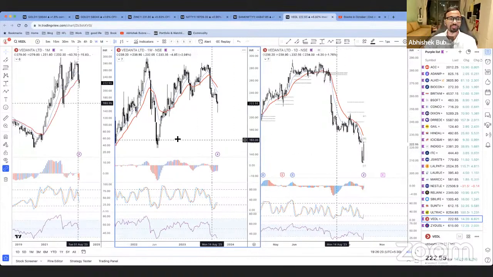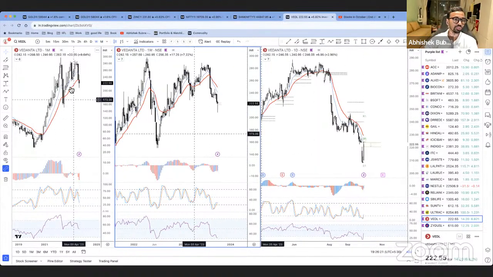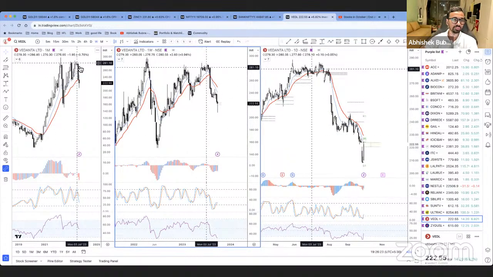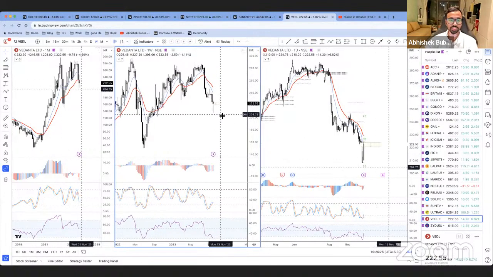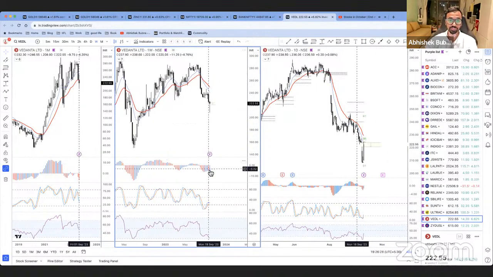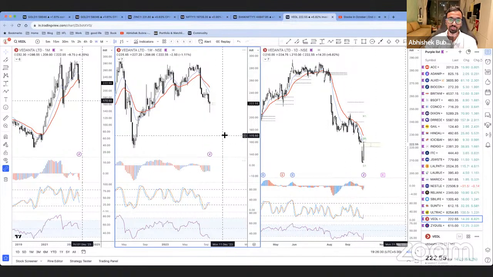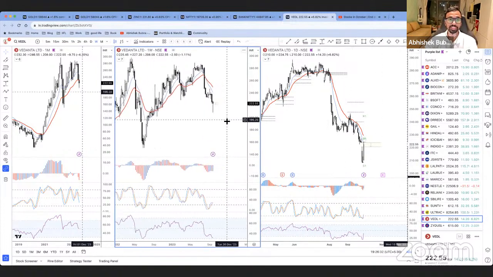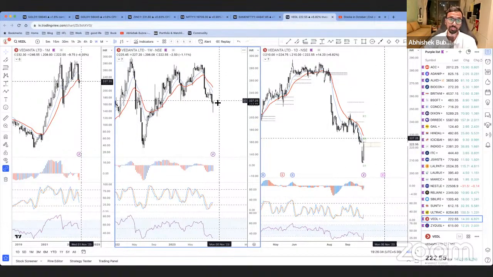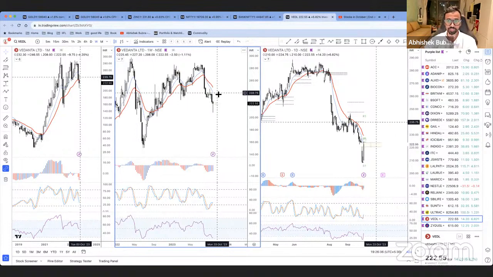Then we've got Vedanta. Vedanta, of course, has bearish divergence in the monthly chart, falling weekly chart. There is a slight bullish divergence. You can see this. All right. Now, because it is in the weekly chart, I might want to look at it and I might expect the prices to come to the EMAs.